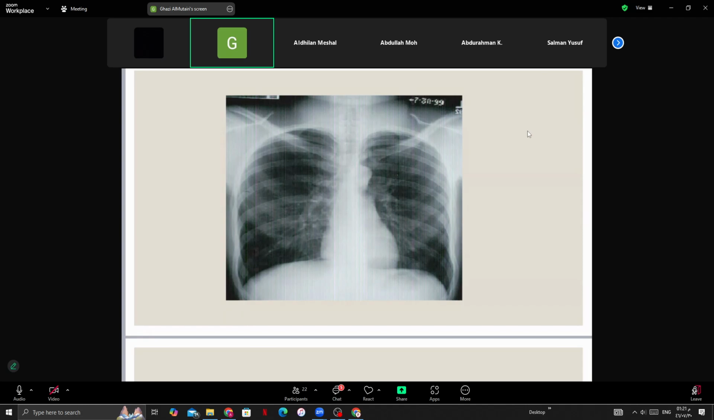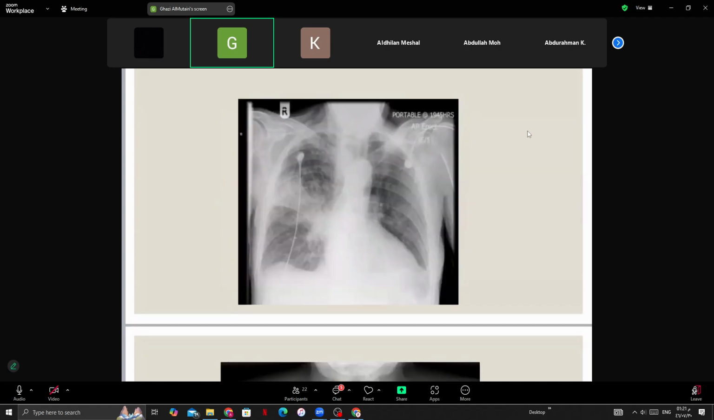Any taker? Is it a normal or abnormal X-ray? Normal. Excellent. This is a normal chest X-ray. So what I need from you, just mention it's a normal chest X-ray. What about this chest X-ray? Is it normal or abnormal?